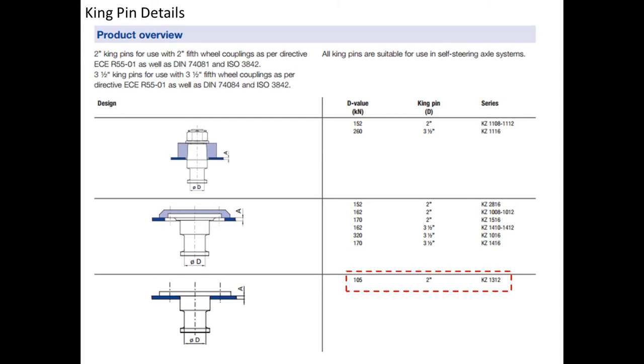So this is a 2-inch kingpin, and it will be having a 12 mm skid plate. You can see KZ 1312. In this case, 12 is the thickness of the skid plate.